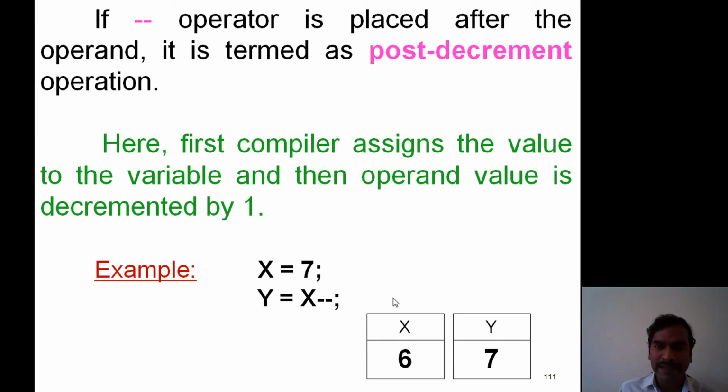So in both cases, whether we apply pre-decrement operation or post-decrement operation, the operand value is decremented by 1. Here the way of assignment is different. So in pre-decrement, first decrement the value, then assignment. Whereas in post-decrement, first assign the value and then decrement. Okay.